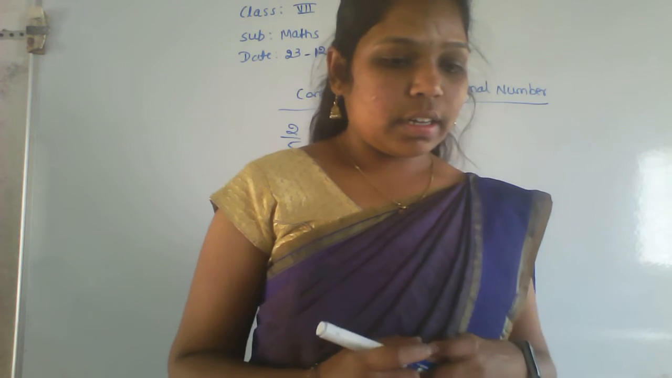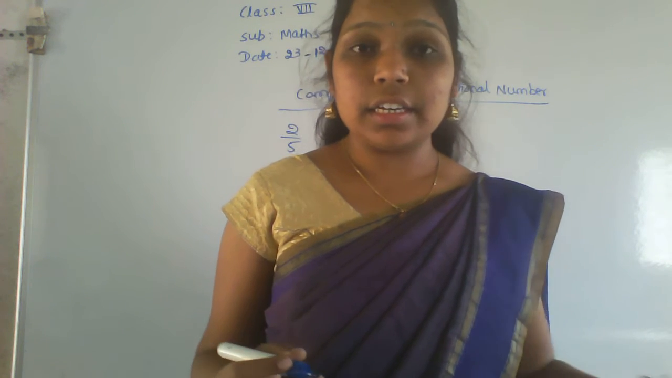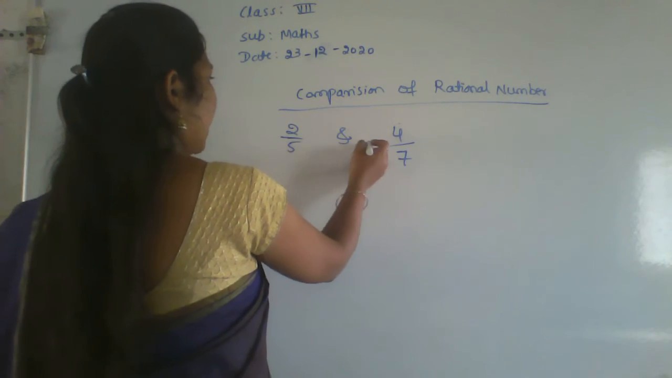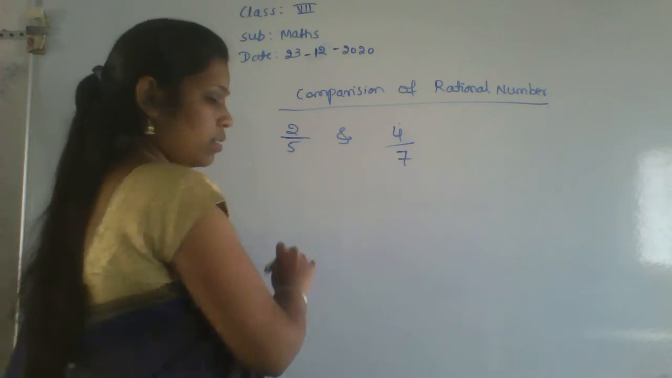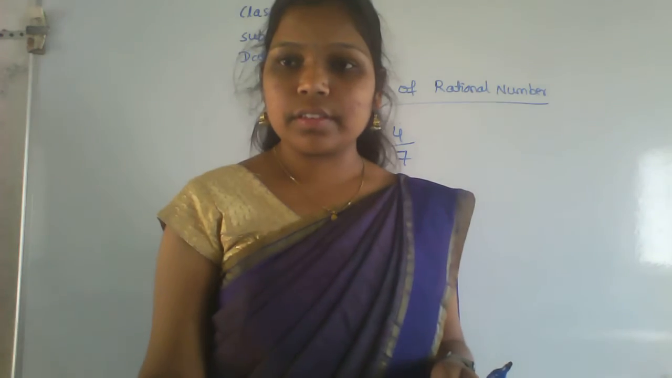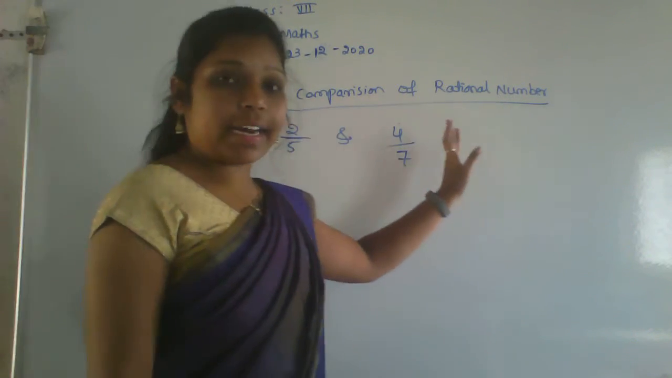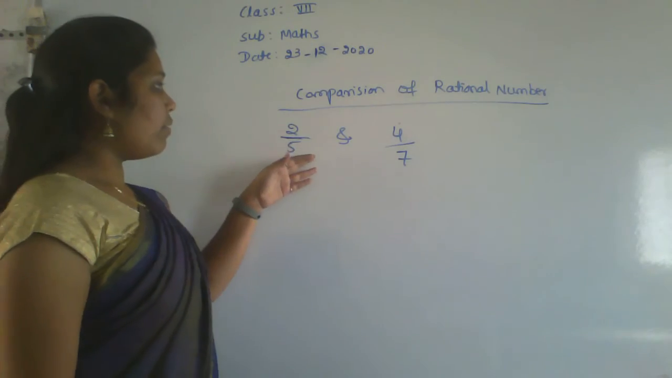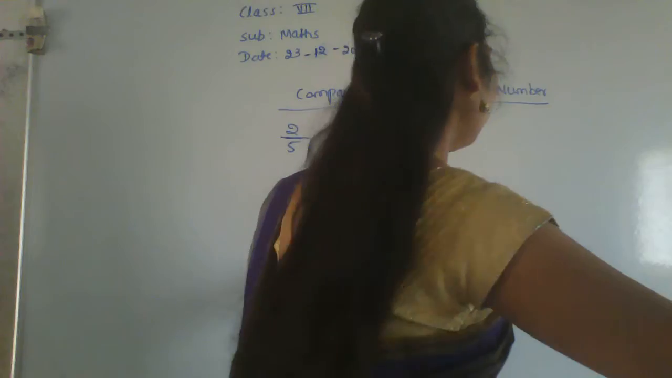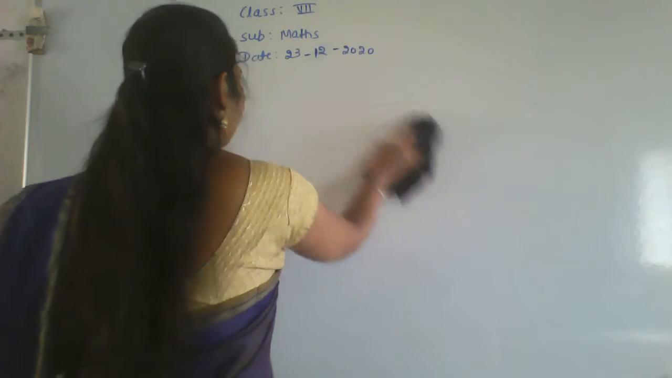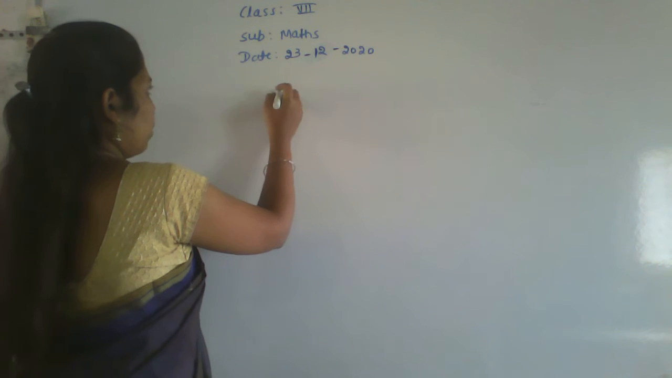Now, rational numbers between the given two rational numbers. That is, 2 by 5 and 4 by 7 are the two rational numbers here. So find the rational numbers between these two given rational numbers.